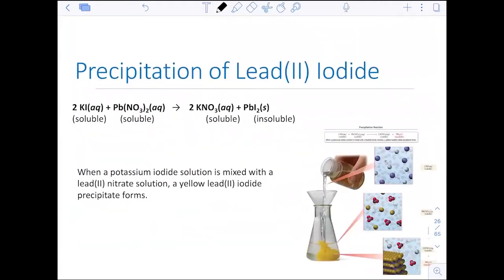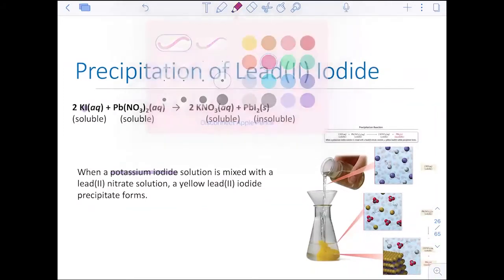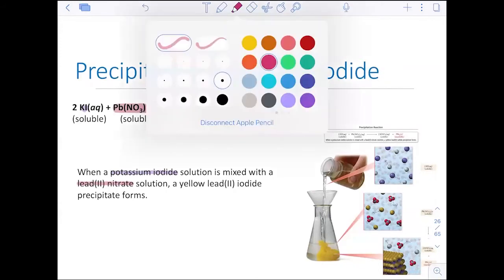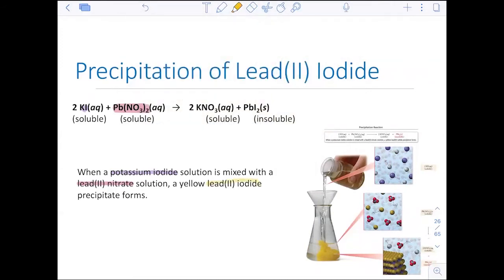So when we look here, potassium iodide solution is mixed with lead nitrate solution, lead 2 nitrate. And a yellow lead 2 iodide precipitate forms. What's happening here is the ions are being able to separate and merge together, and when a lead ion reacts with an iodide ion, an insoluble compound forms, and they stick together like two little magnets, and they will form that solid at the bottom of the solution.